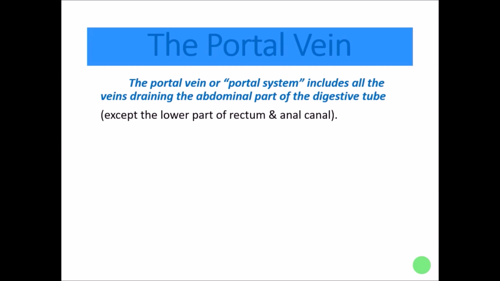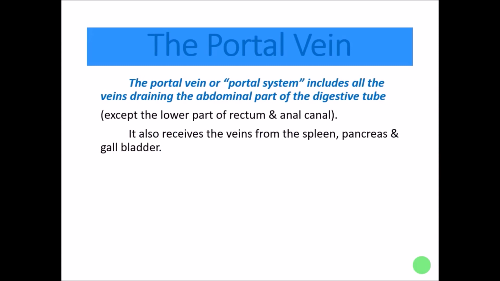The whole of the digestive system in the abdomen, except the lower part of the rectum as well as the anal canal, will drain into the portal system. The rectum and anal canal will be draining into the systemic veins. It also receives the veins from the spleen, pancreas as well as from the gallbladder.